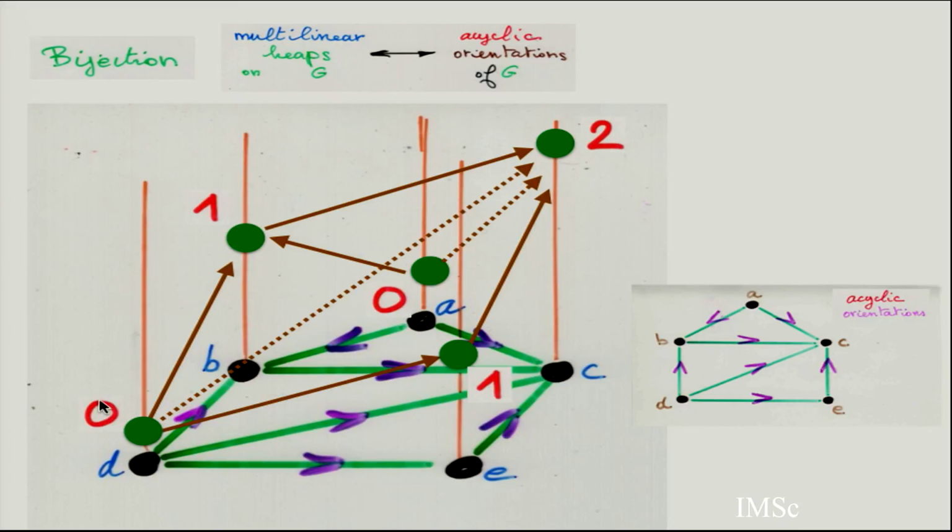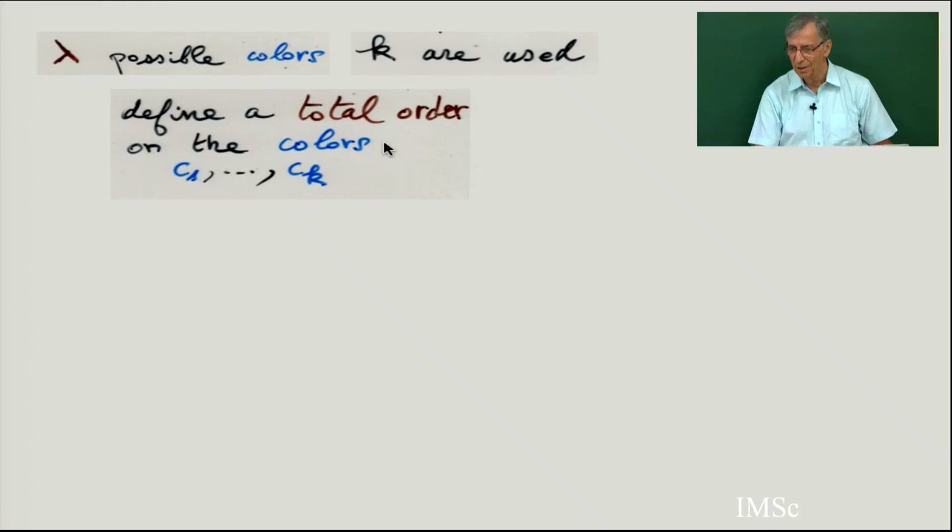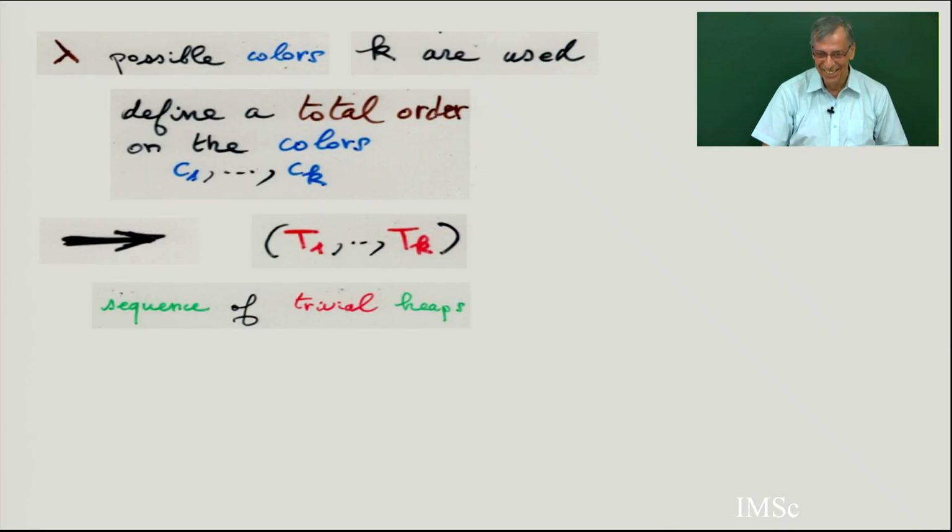So here I put the level 0, 0, 1, 1, 2. So suppose there are lambda possible colors. Suppose that k of these colors are used. So I am going to define a total order on the colors to be able to transform my coloring of the graph on the flat level, at the sea level, to lift it above the sea level, and to go to level 1, 2, 3, to go very high.